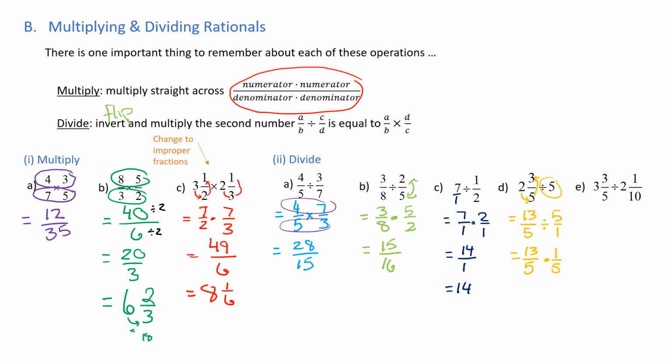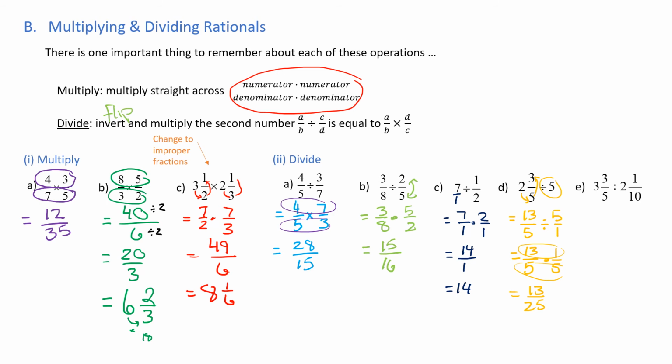So 13 over 5 times 1 over 5 multiplies straight across the top. That's a 13. Straight across the bottom is a 25. That is in lowest terms. 13 is a prime number. It can only be divided by 1 and itself, 13, and 13 doesn't go into 25. If it were 26 it would, but it doesn't. So we stop there. Last one is the most complicated one on the page, so it's a good one to pause, try it yourself, and then come back and see if you got the right answer. But if not, it's a little tricky, so let's work on it together here.